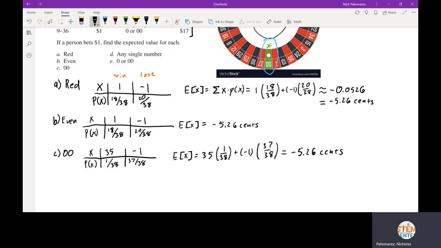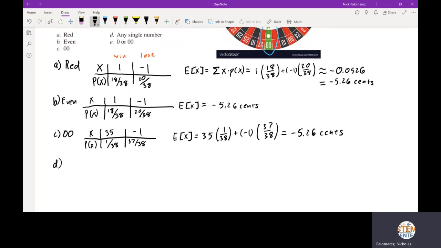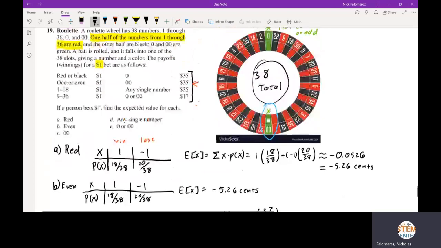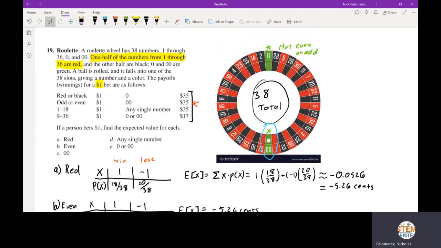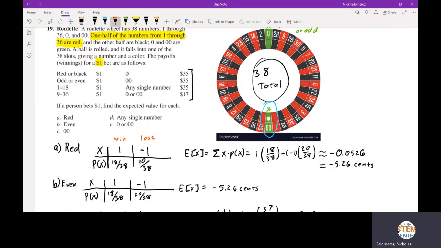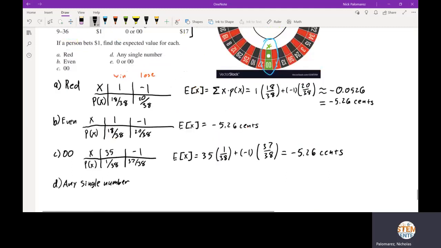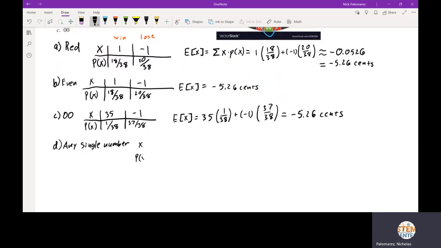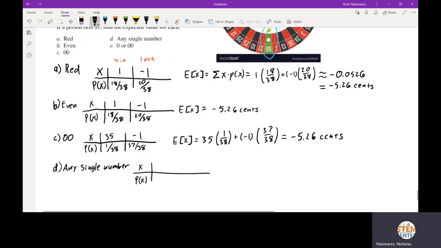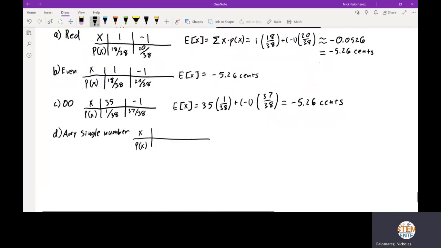We can start noticing a pattern here. So let's look at D. D is betting on any single number. For example, if I walk up to the wheel and I bet on 31 or 19 or 17 or whatever single number you like, we know that the winnings when we bet on any single number is $35. So we can make an expectation table for that, a probability distribution. We win, how much was it? Any single number is $35, so we can get $35, or we can lose $1.